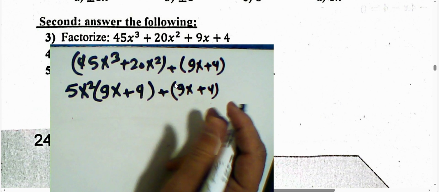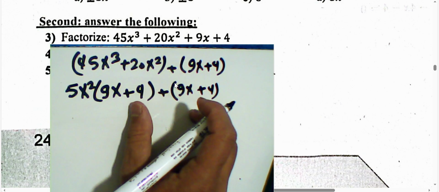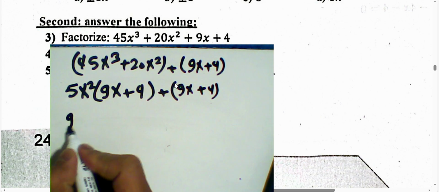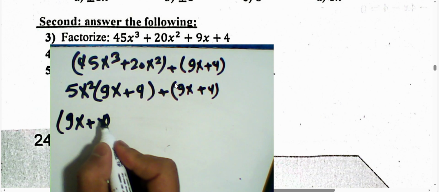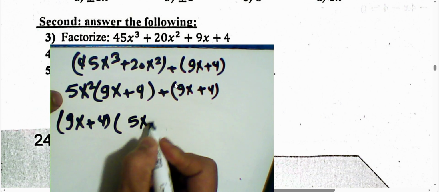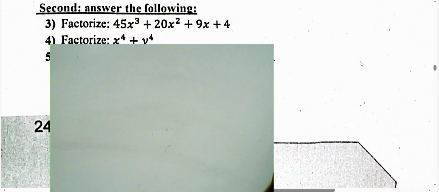We have here two brackets that are repeating. We can write this bracket outside as a common factor between the two terms. Write (9x + 4) multiplied by this expression divided by (9x + 4), which will be 5x^2, plus this expression divided by itself, which will be 1. Okay, the simplest answer.